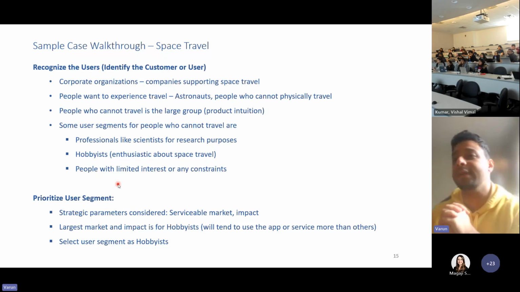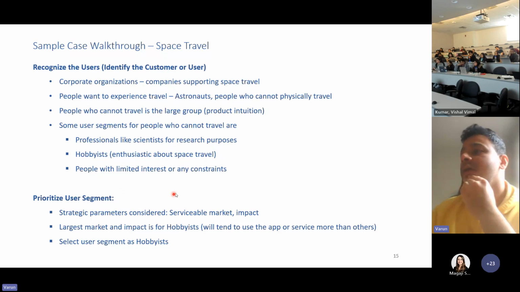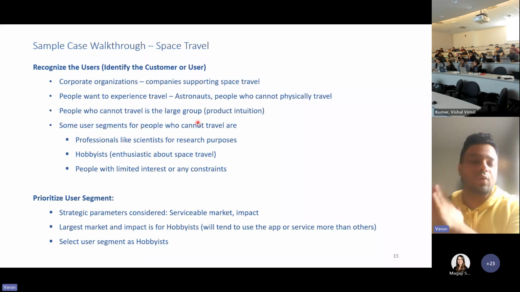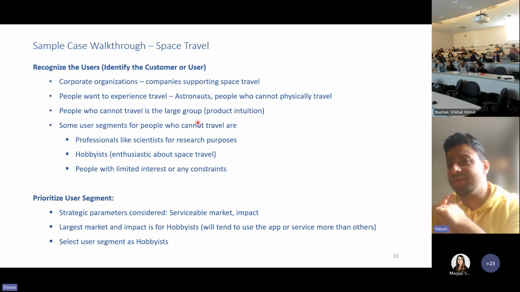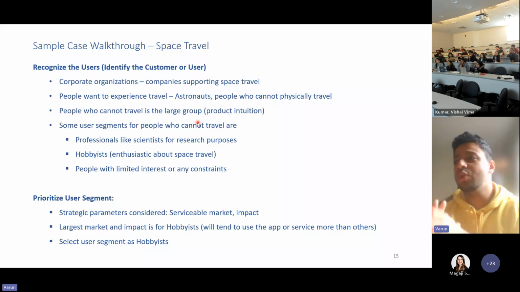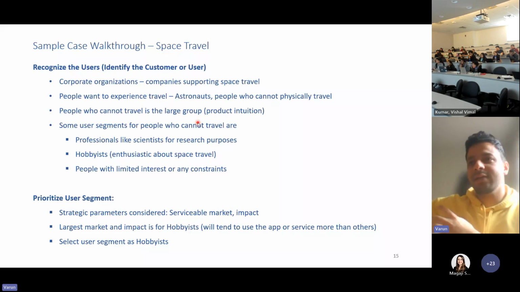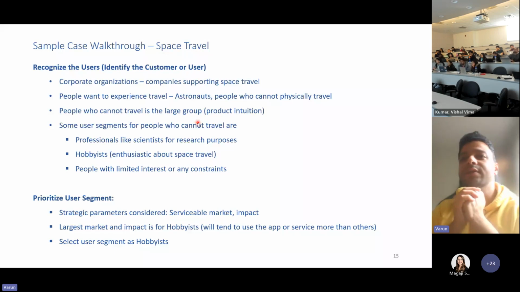Now, this is the data point thing, right? You were asking what's the data point to understand why hobbyists will be a higher serviceable market than professionals like scientists. And you can just state, given the age group, given the demographics, only researchers who are actually interested in space or comets or planets or whatever would want to experience that, not the other researchers. But if it's a hobbyist, people who are just interested in checking out things, or given the age groups, the number will inherently be more.